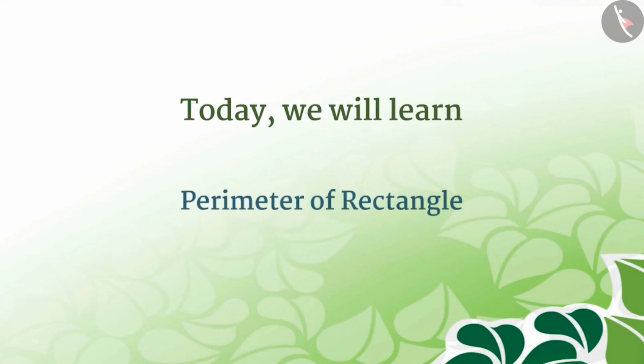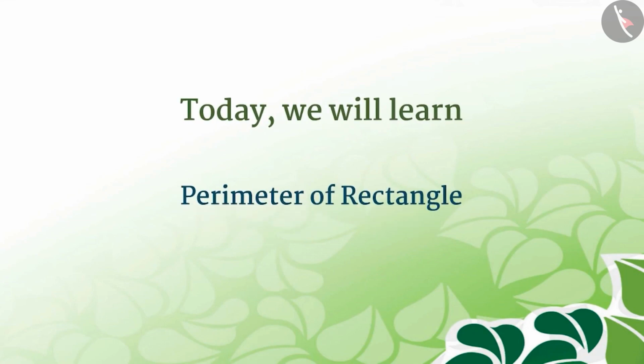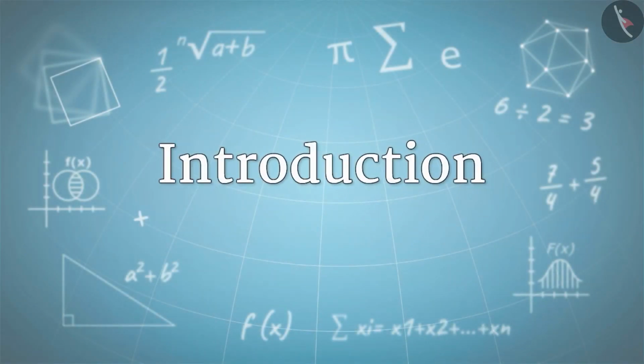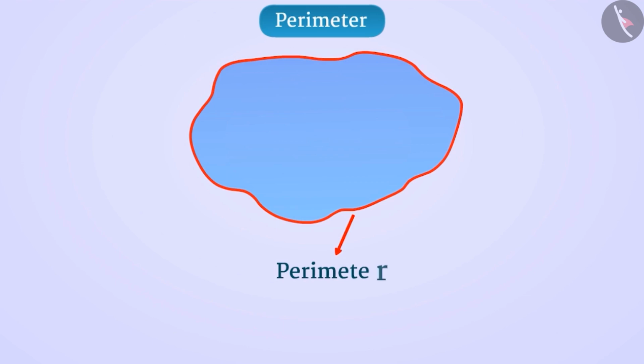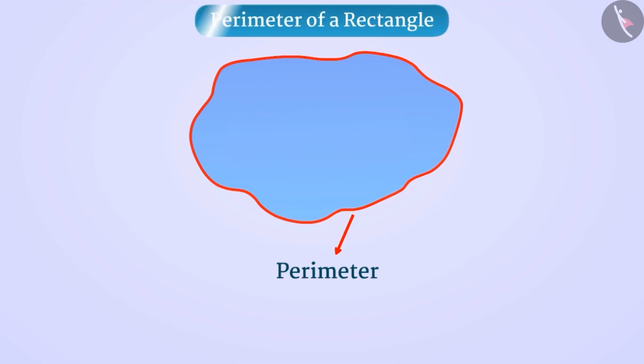Today, we will learn about the perimeter of a rectangle. In the previous video, we learned that the perimeter is the distance covered along the boundary forming a closed figure when you go round the figure once. Let's understand the perimeter of a rectangle today.